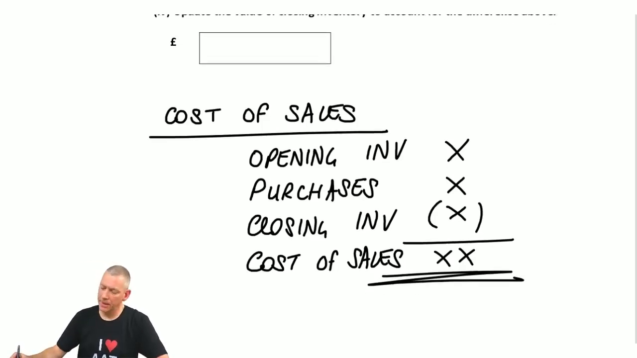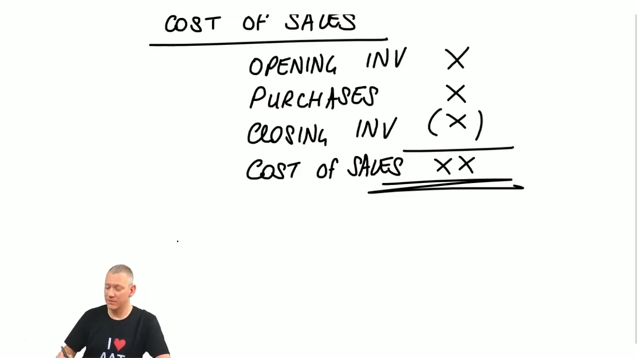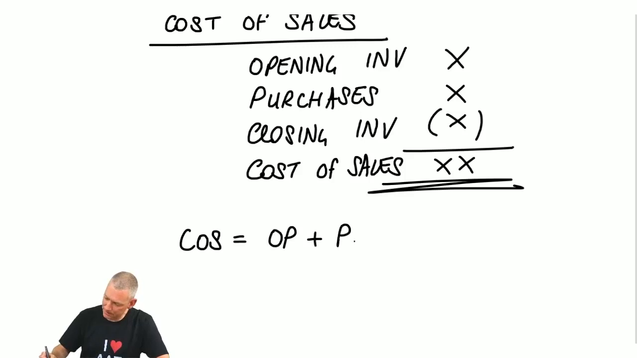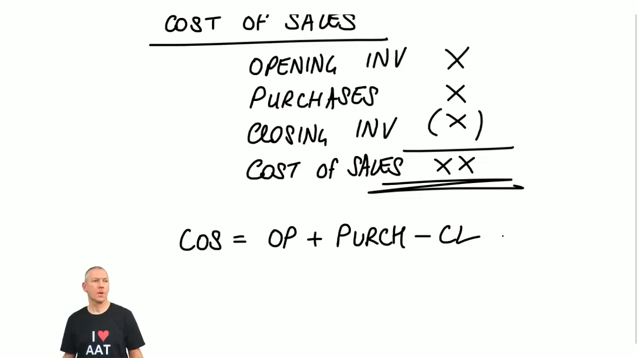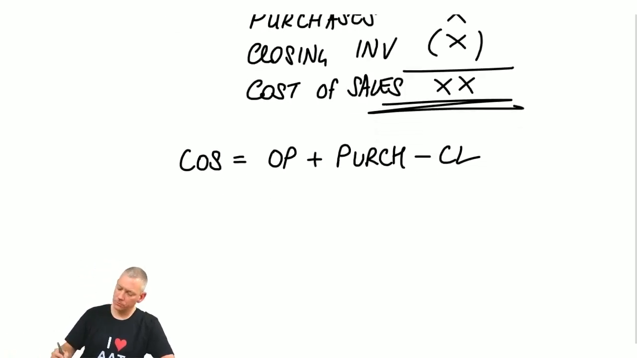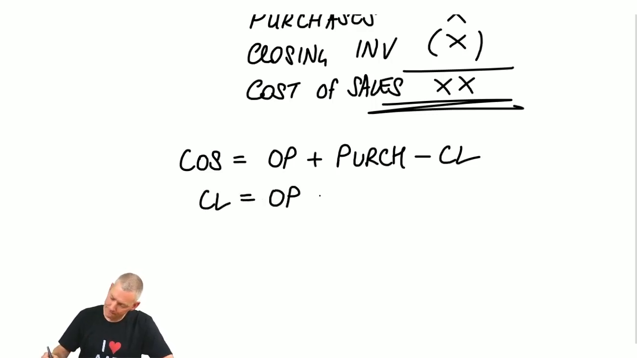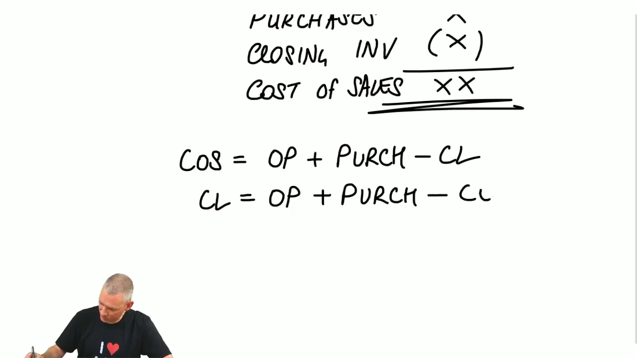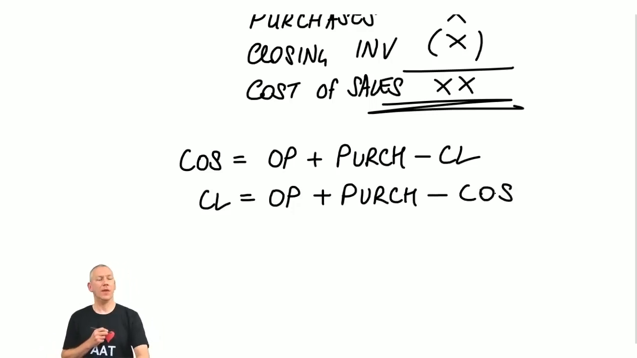So rearranging that now into a formula and perhaps using some abbreviations so it's just a little easier to write. Cost of sales is equal to opening inventory plus purchases minus closing inventory. All right. And I would feel best if I rearranged the formula. So taking this over the other side, closing inventory is equal to opening plus purchases minus cost of sales is how that works.